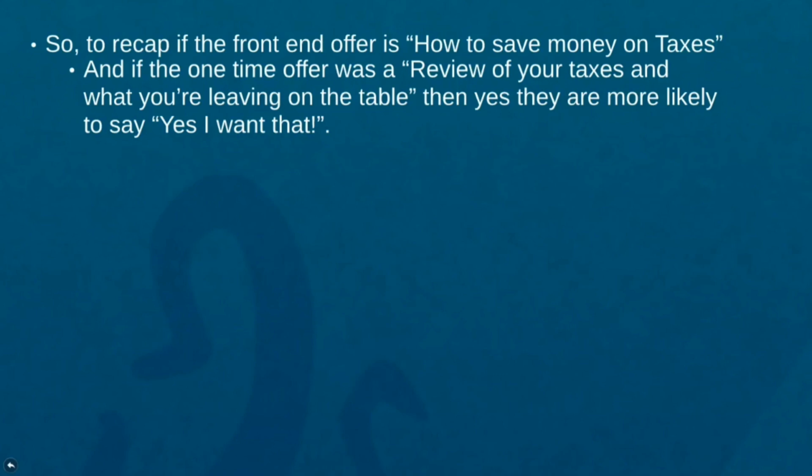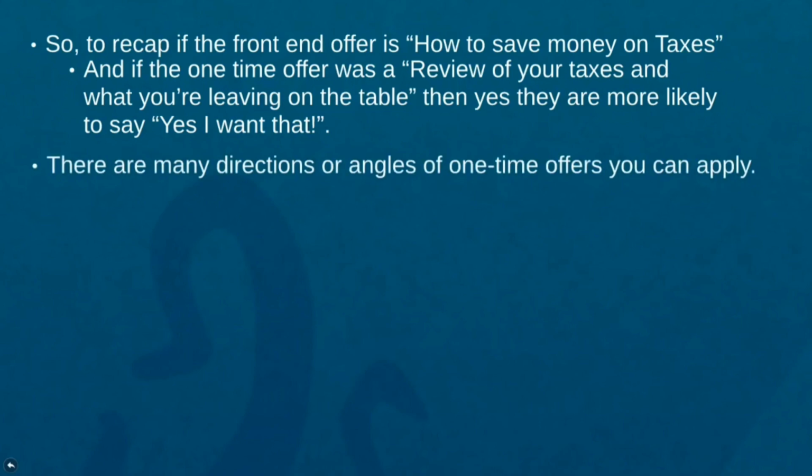Because with the front-end offer, they bought that because they know that they may be losing money on the table and they're not saving money. So they bought the course on how to save money on taxes. So having a review of that would be good, right? That would be related. Now, a lot of times, how do you get to that point?